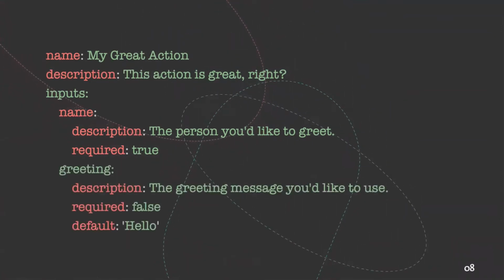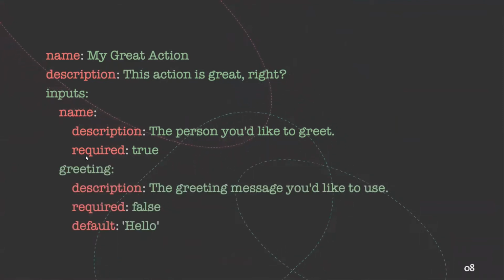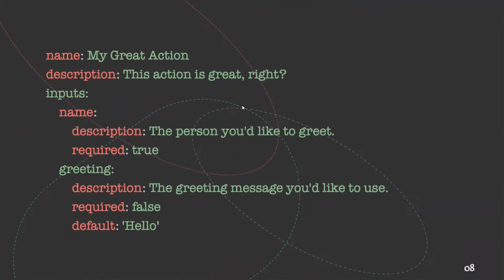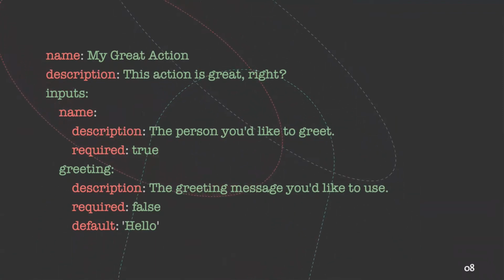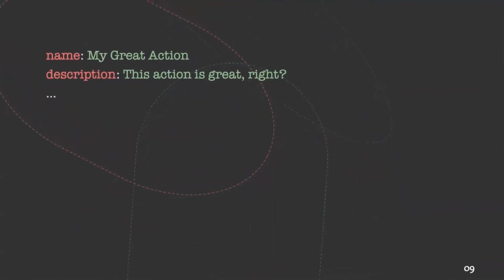And we have another one. We have greeting. So again, a description. This time it's not required, and we're giving it a default value of hello. So this is very basic key value object syntax inside of YAML. So let's move on a little bit as well. So we've defined some inputs for a custom action.